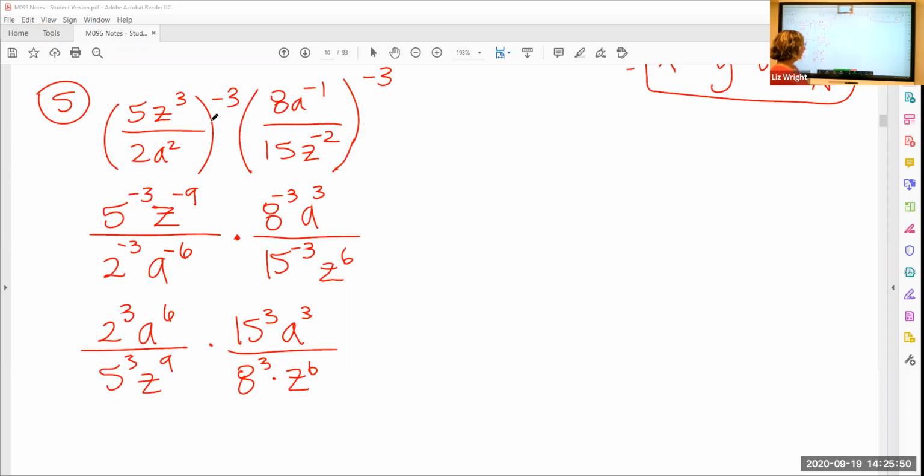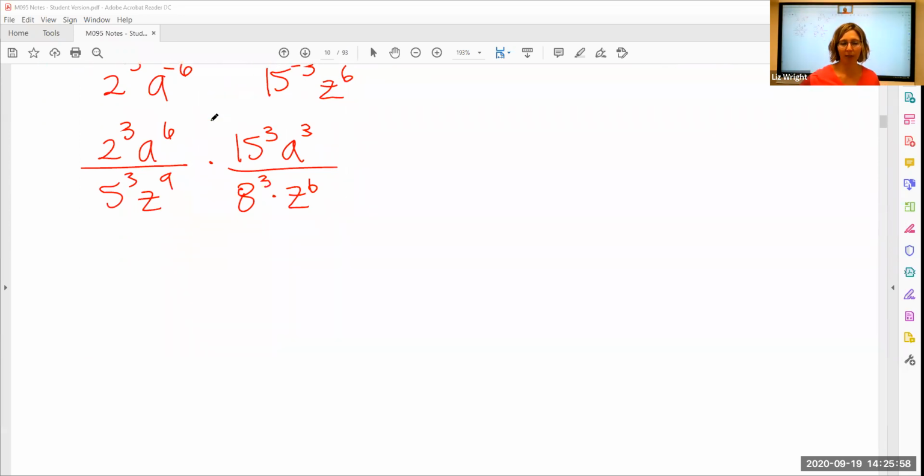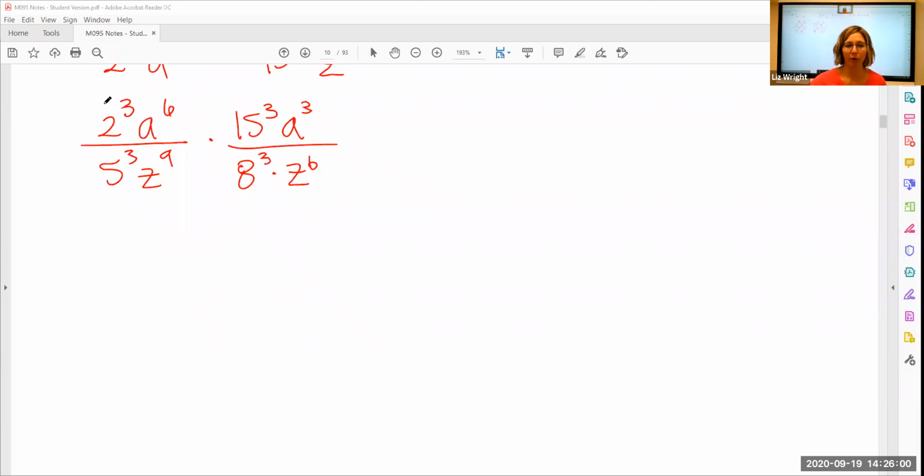Then I would tell you to move the numbers to the left, move the variables to the right. You can also just do that in your head, where you're taking 2 to the 3rd times 15 to the 3rd. I don't know what 15 to the 3rd is, but 2 to the 3rd here is going to give you 8, and 8 times whatever 15 to the 3rd is. I would go ahead and multiply those things together.